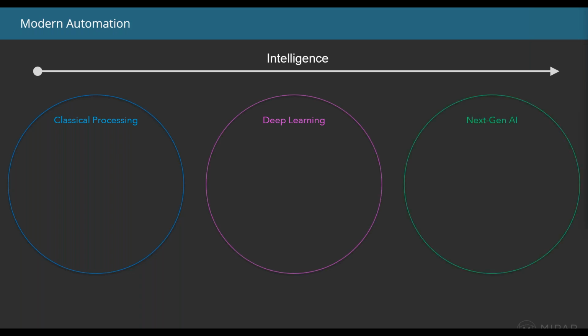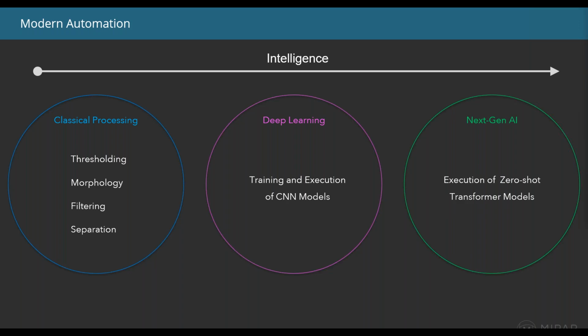The first is classical processing. So those would be your thresholding, morphology, filtering, feature separation tools that have, as I alluded to, been around for several decades now. Then you've got your deep learning capabilities, which allow for the training and running of convolutional neural net models for much more advanced feature detection and classification. And finally, the latest in AI comes in the form of these new transformer network models, these prompt-based models, much like ChatGPT and other large language models.